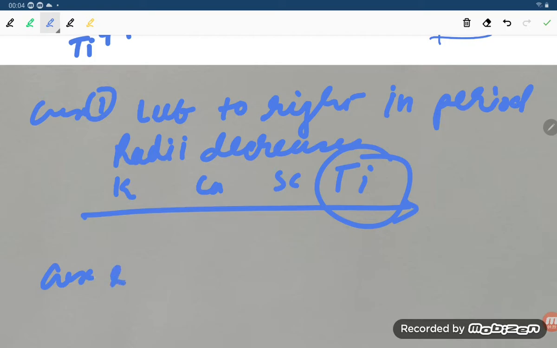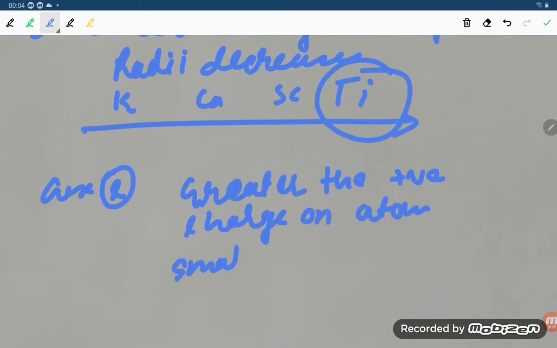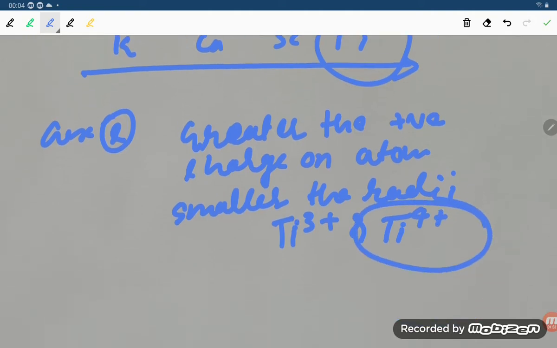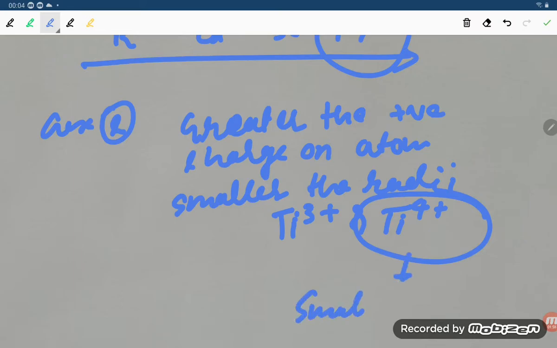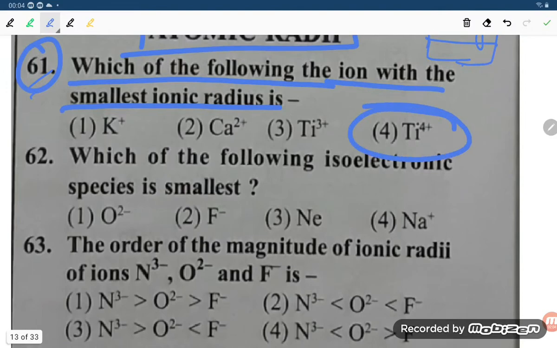Case number 2: greater the positive charge on the atom, smaller the radii. So dear student, if you see, titanium 3 plus is there and titanium 4 plus. So titanium 4 plus will have the smallest radii. So the correct option will be titanium 4 plus, option number 4.